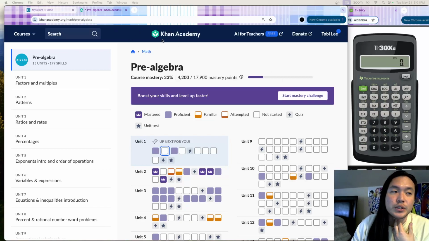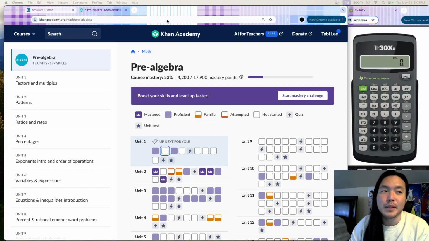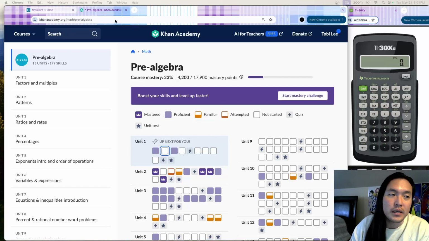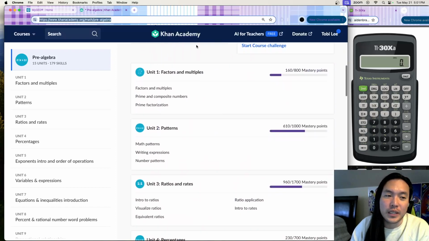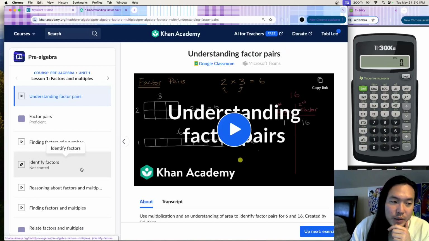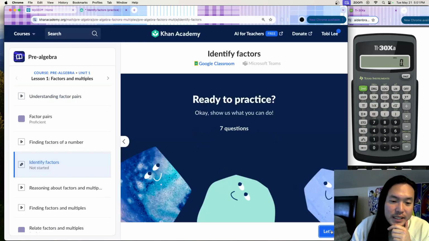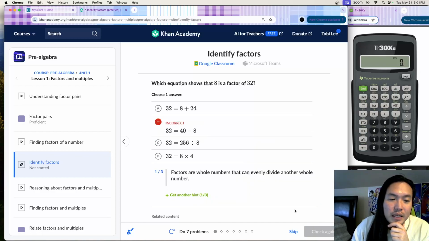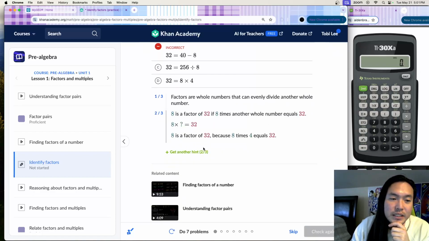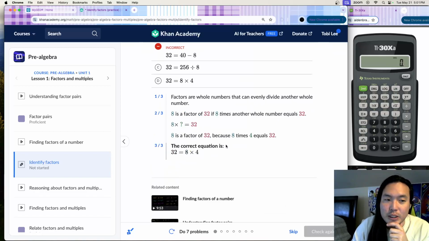A phenomenal resource to practice out of, if you feel like you struggle with some of the basics, is the Khan Academy website, khanacademy.org. Here is the link for the pre-algebra exercises. Really a phenomenal link and an excellent practice resource. Whatever you struggle with, you can start right at the beginning, right? They'll have videos, they'll have exercises, and even if you miss the questions, they can give you some very detailed instructions on how to handle each problem.